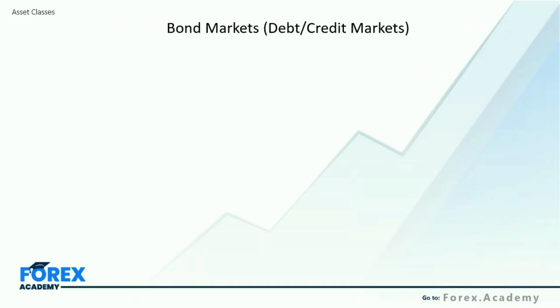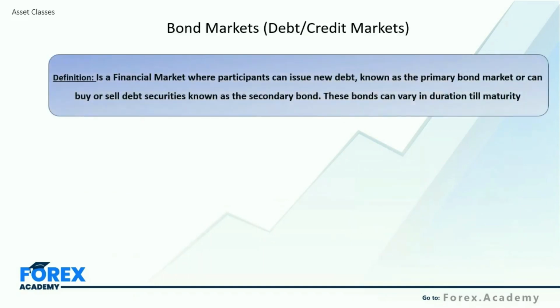Okay, so moving on then to the next asset class, which is your bond markets, also referred to as the debt or the credit markets. To give you a brief overview, the bond market is a financial market where participants can issue new debt, and this is known as the primary bond market. The reason for this is it enables companies and governments to generate capital through the issuance of different types of debt and credit notes, and that will enable that particular company or government to generate additional capital in order to finance a whole variety of different products. But that is very much regarded as the primary bond market.